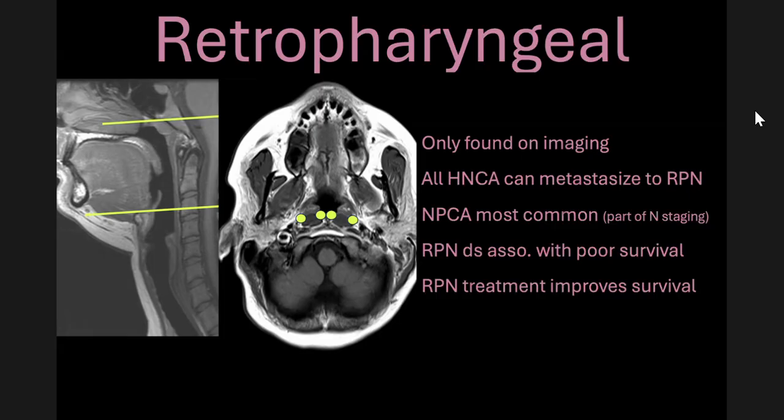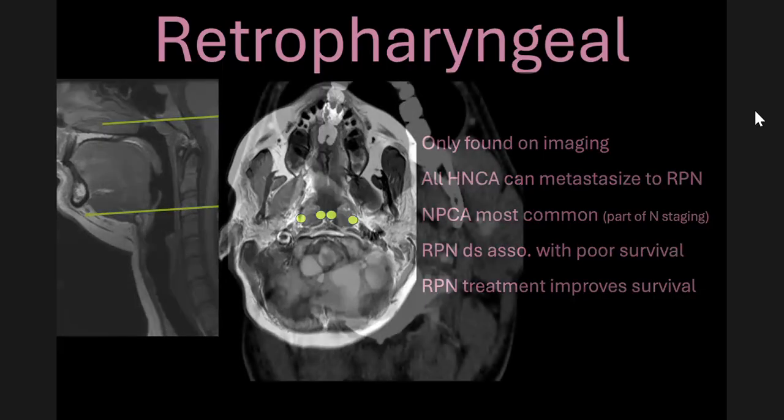Nasopharyngeal cancer, of course, is the most common malignancy that metastasizes to retropharyngeal lymph nodes, but all kinds of head and neck cancers can metastasize there: oropharyngeal, sinonasal cancers and other cancers. Thyroid cancers can also commonly metastasize to retropharyngeal lymph nodes. The lymphadenopathy is associated with poor survival, and it definitely changes management. And if they are treated, then of course it improves survival.